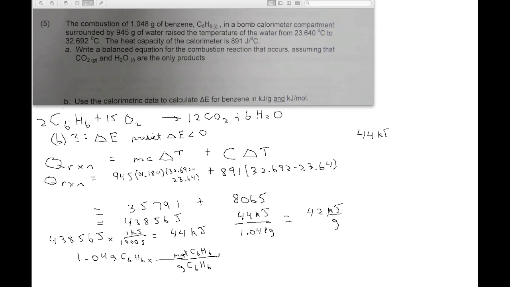So let's go back to that calculation you did here. You did 1.048 grams, and what number did you write here? Oh, sorry, 78. Yeah. Because that's the molecular weight, 6 times 12 plus 6 times 1. Good. So now it's 0.01343.